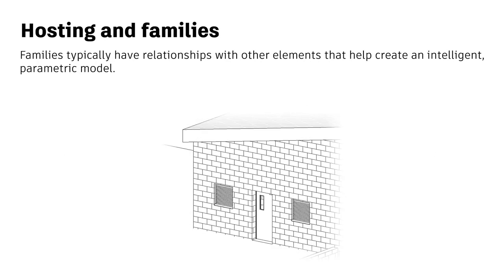Each type of family can have relationships with other elements. For example, a door can be hosted into a wall, and the wall's base and top shape can be attached to a floor or a roof. Likewise, the window is hosted into a wall and can be constrained to the door's head height. These relationships, when used in a correct context, can increase productivity and the integrity of your Revit models.